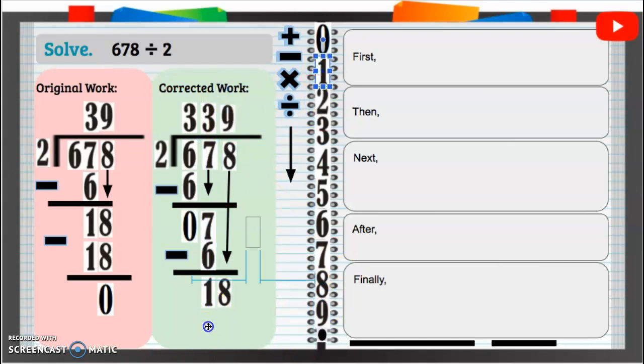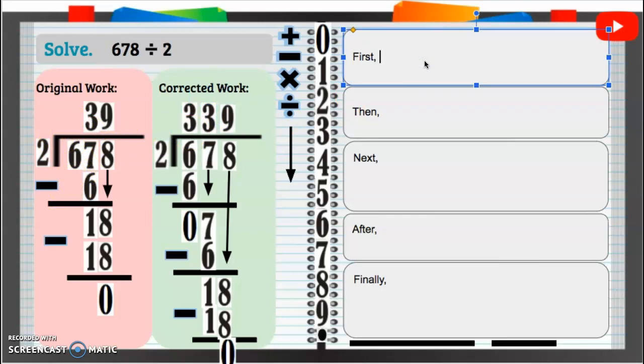So then we have 2 times 9, which is 18. And when we subtract, 18 minus 18 is in fact 0. So I'll put that 0 here. And so now there's no more remainders and there's nothing left to bring down. So our answer is going to be 339. So they missed this beginning part.